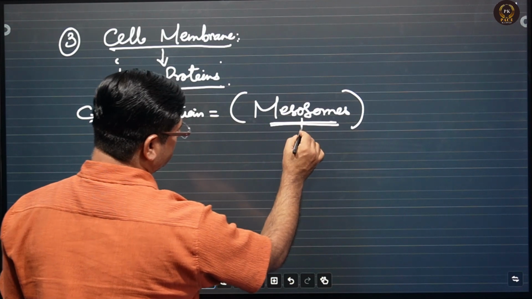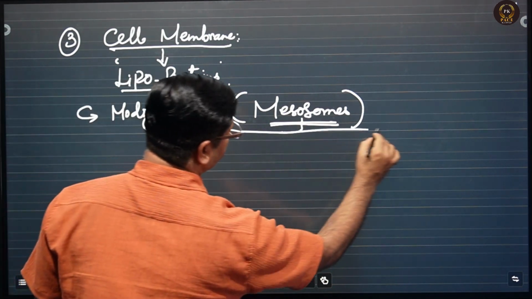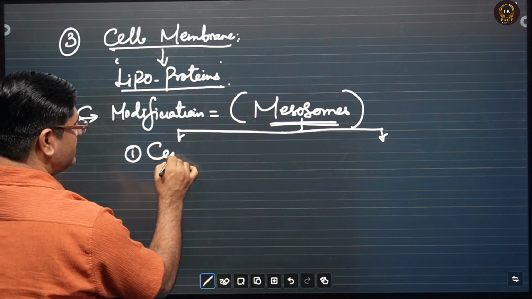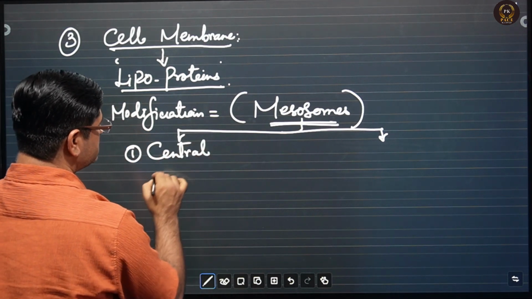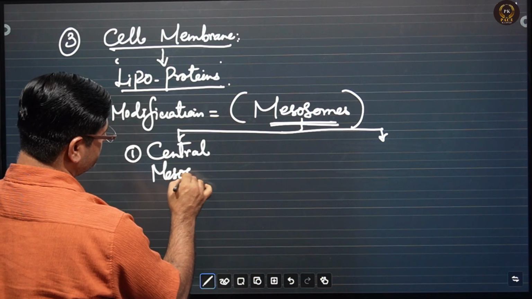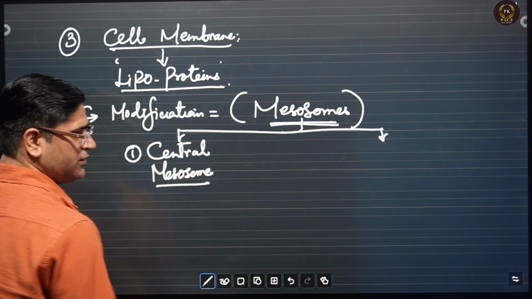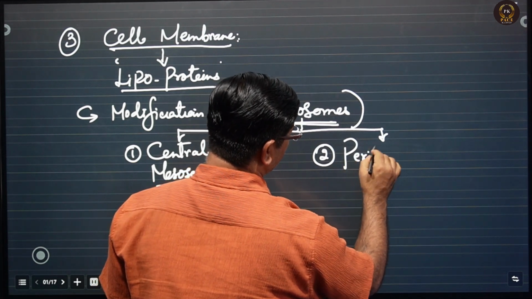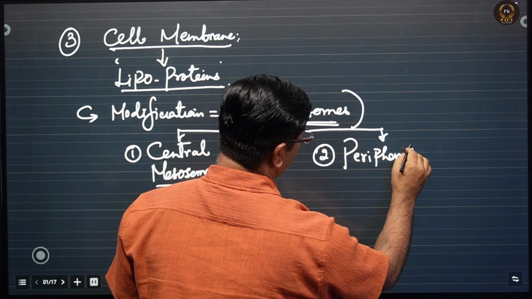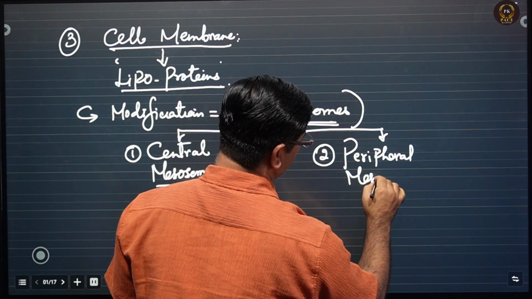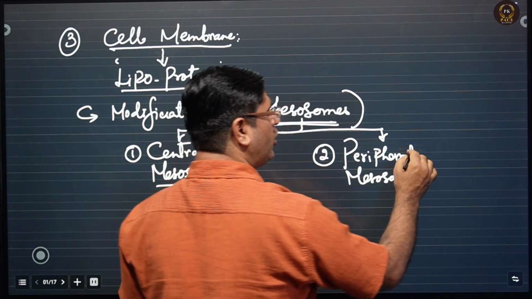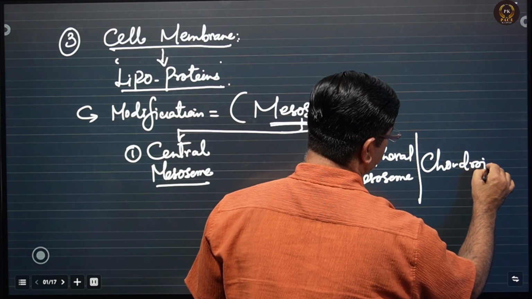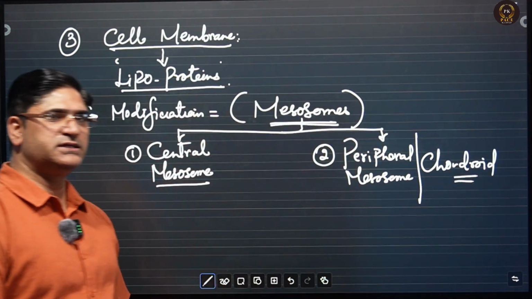How are the mesosomes formed? There are two types of mesosomes, which you have already gone through. One is called the central mesosome, and another is known as the peripheral mesosome, also known as the chondroid.